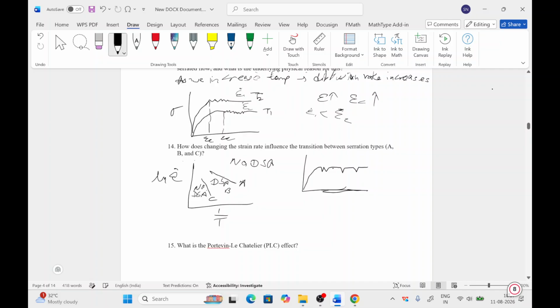So for some strain level, the flow stress is the same and this drops at some points. Okay, so in the type C, there is no propagation of deformation bands. It means the propagation of deformation bands does not occur, and new deformation bands appear each time on the surface.